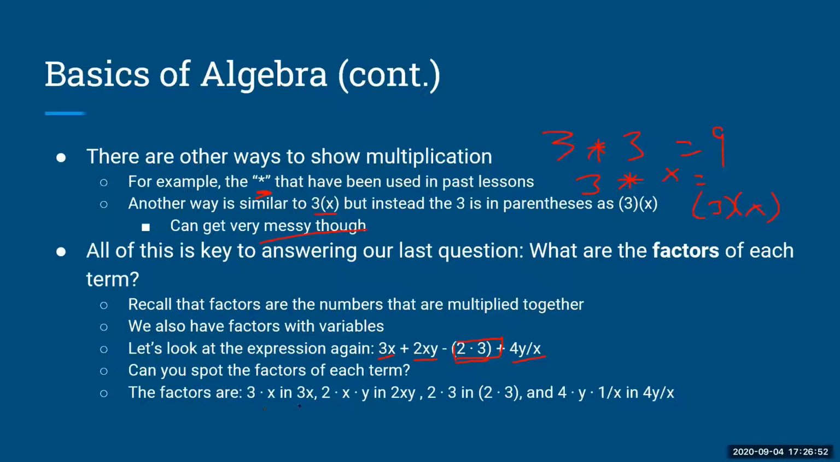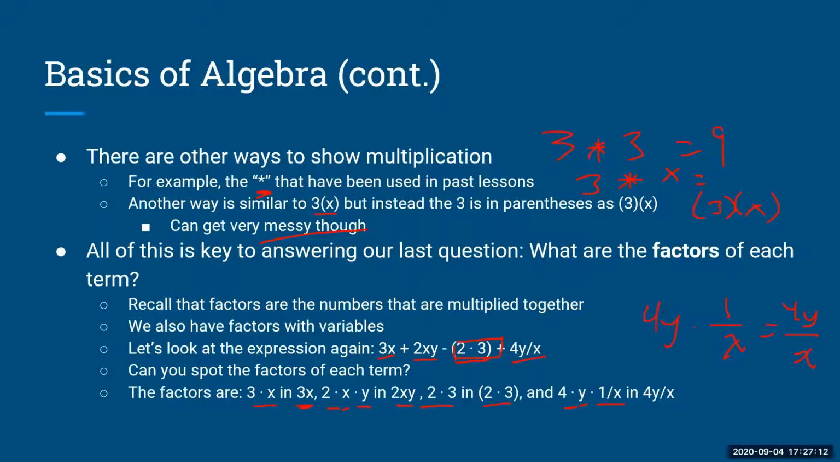So basically, the factors in 3x are 3 times x. The factors in 2xy are 2 times x times y. 2 times 3 and 2 times 3, obviously. And 4 times y times 1 over x. That's how you do it. 4 times 1 over x is 4y over x.